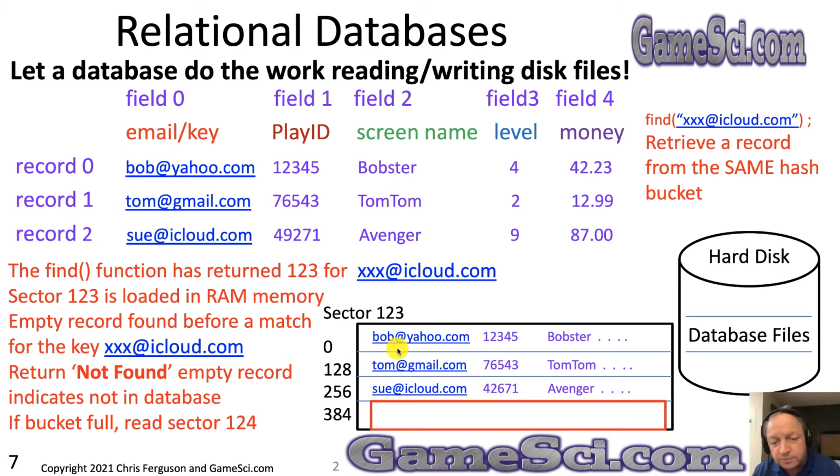xxx@icloud.com. We search Bob, we search Tom, no match, we search Sue, no match. However, we run across this empty record at the bottom, and that empty record is a signal that it's not found. We're going to return not found because we found an empty record. It's not in the database. Not all searches of a database are successful. You look at the disk sector, and if you start to find empty spaces, that's the clue that you're searching for something that is not in the database.